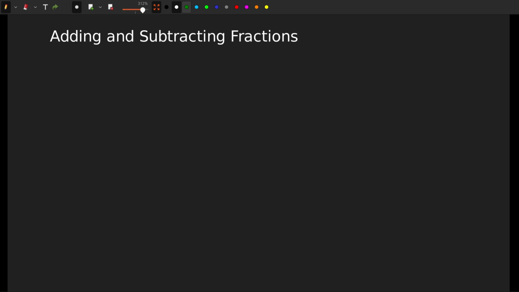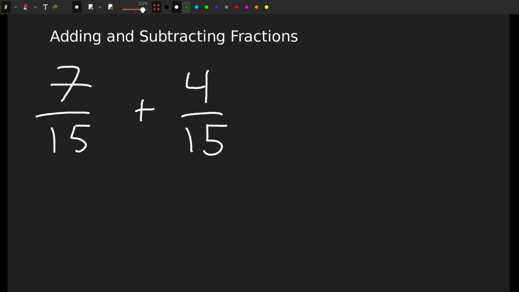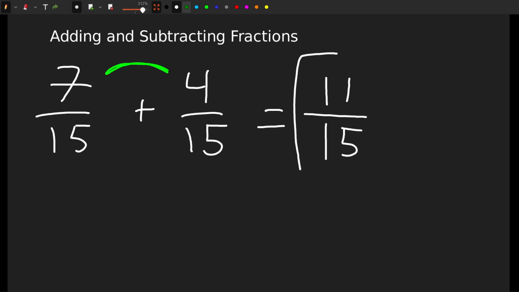So if I start off with an example and I have 7 over 15, and I'm adding 4 over 15, adding these two fractions is really easy. You're going to keep the same denominator, so we're going to have 15 on the bottom, and then you're just going to add the numerators together. So we're just going to add the 7 and the 4 together, and we get 11. And that's adding fractions if they have the same denominator.